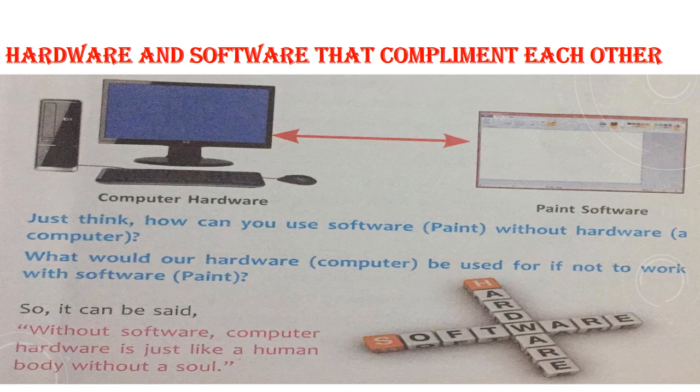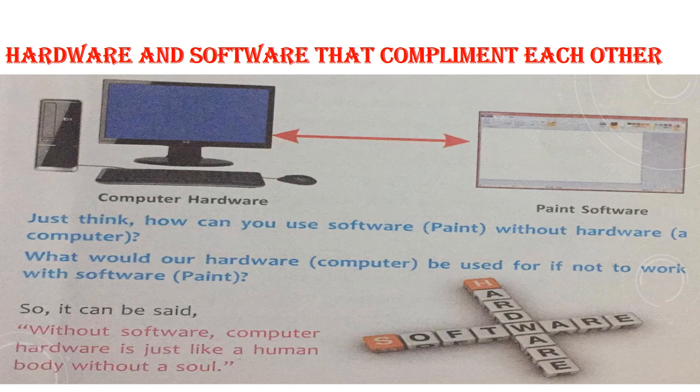Hardware and software are complementary to each other. That means without hardware, software is of no use, and without software, hardware is a dumb machine. For example, how can you use the software Paint without hardware, a computer? Or what would our hardware, that is the computer, be used for if not to work with software like Paint? So it can be rightly said, without software, computer hardware is just like a human body without a soul.